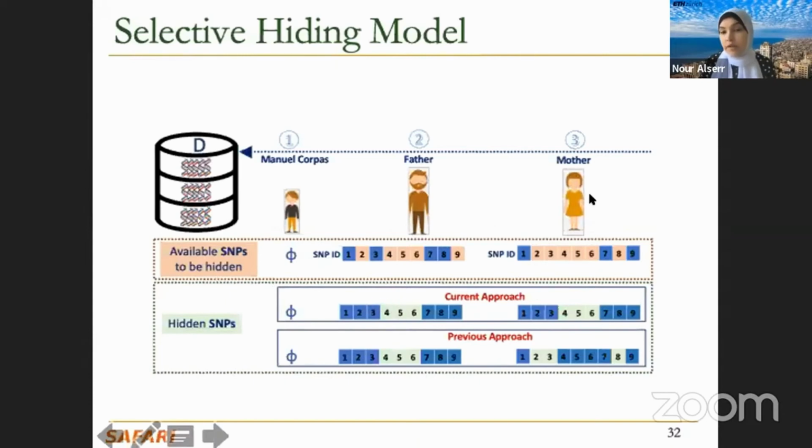And then when the mother joins the data set, again we try to find the available SNPs to be hidden. Now we try to hide the SNP positions which overlap with the father. In that case, we are increasing the privacy, and in a way, we still also have good utility, or good accuracy.